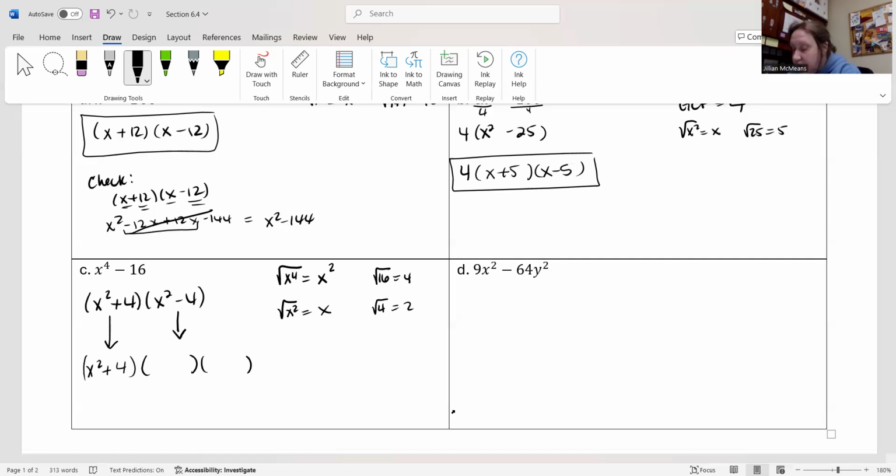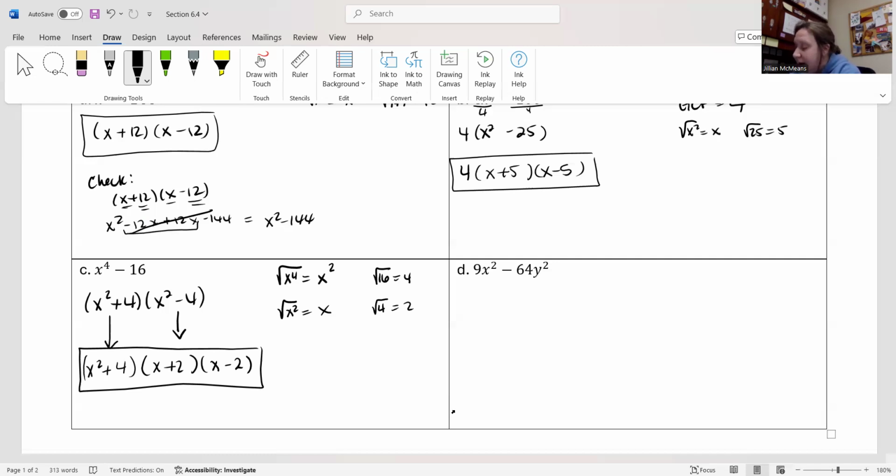It's the difference of squares all on its own, so we take the sum of its square roots, x plus 2, and then the difference of its square roots. And that's it. So there you have it. So if you wanted to check this one, I would say, multiply the second two binomials, and then when you're done with that, FOIL that with the x squared plus 4.